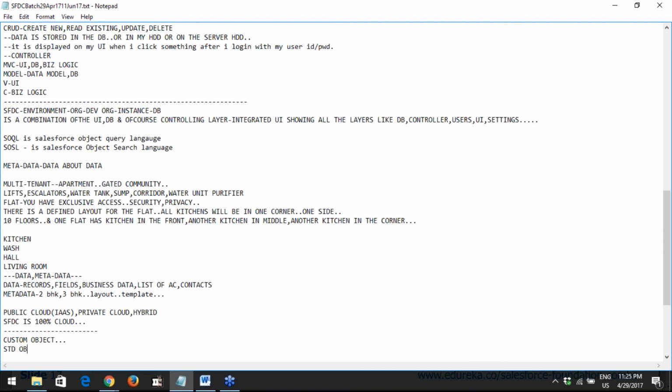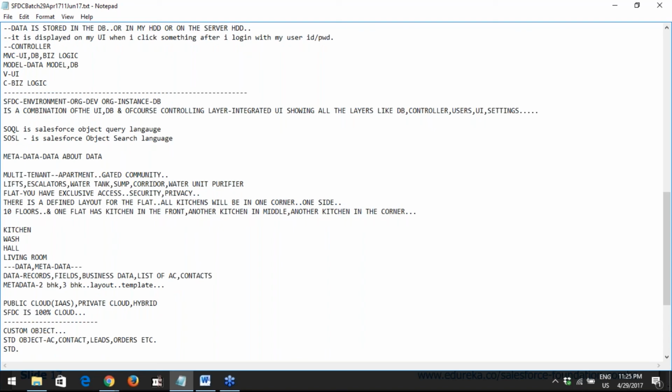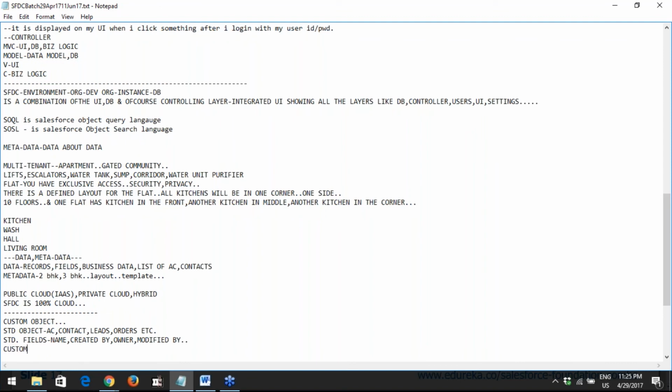And we'll also look at the standard objects that we have in Salesforce, like the account, contact, leads, orders, etc. And then we'll also look at the standard fields like name, created by, owner, modified by, okay, and custom fields also like email ID, phone, etc.